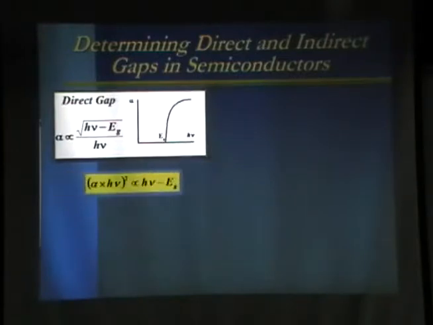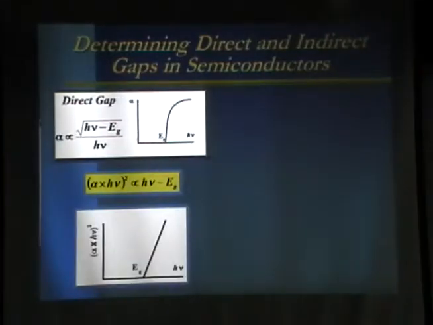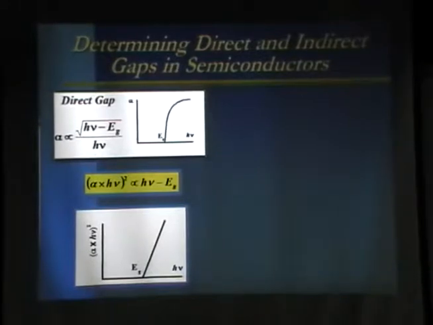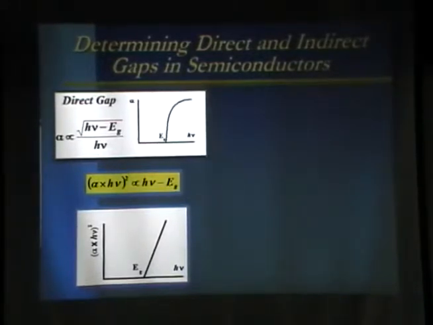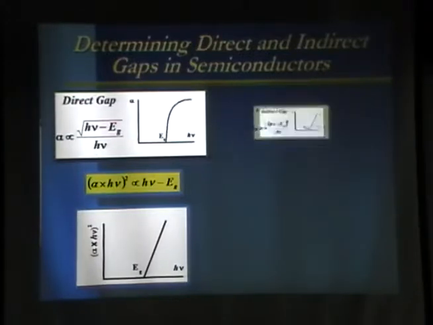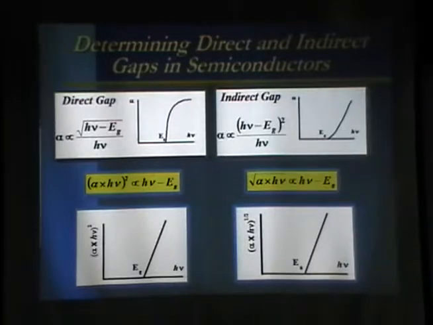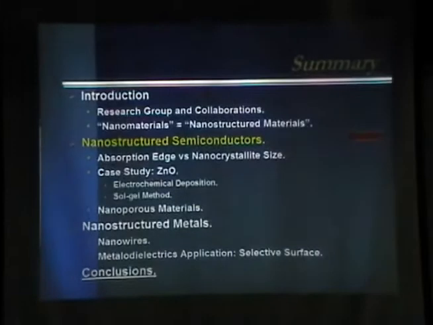Then if you make a plot of this kind, you will have a line that, when it cuts the zero absorption region, you will determine with this method the band gap energy. Something similar comes up for indirect materials. These are usually called Tauc plots, which allow you to measure bandgap energy and the absorption edges.